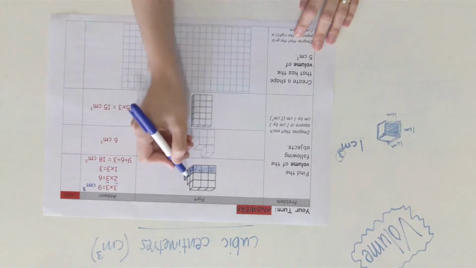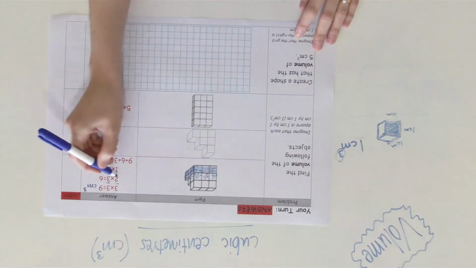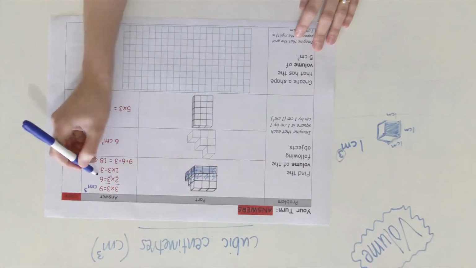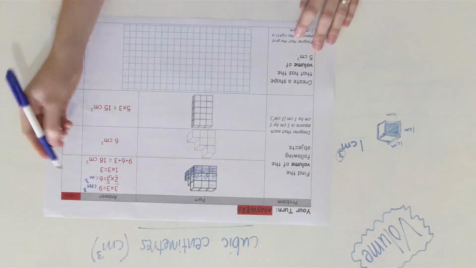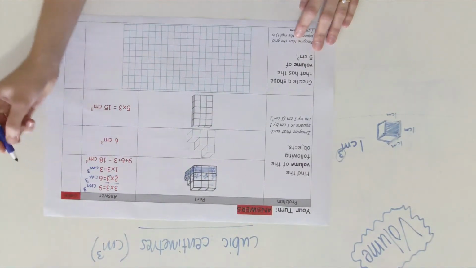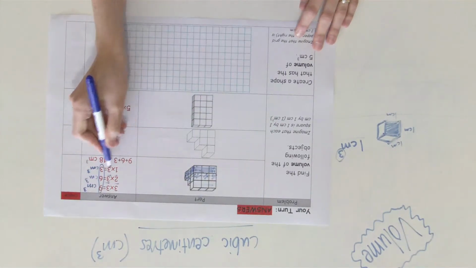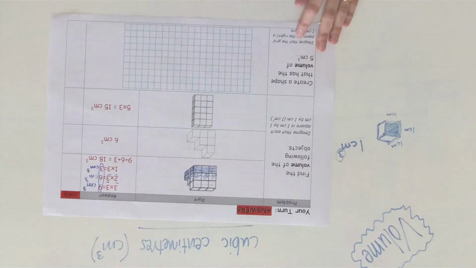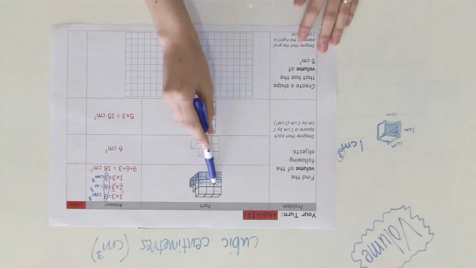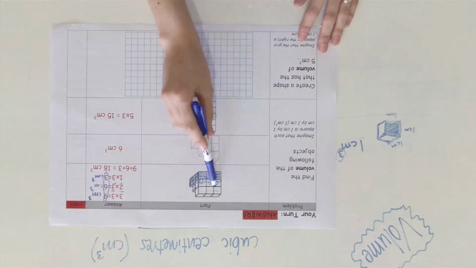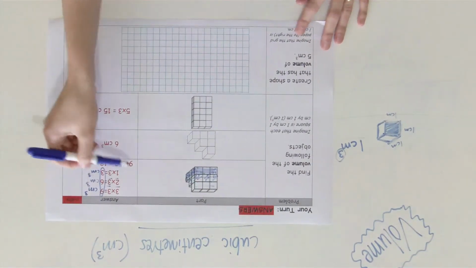And then I've got 2 times 3 because there's 1, 2, 3, and then I can see that there's 2 lots of that. So 2 lots of 3 equals 6 cubic centimeters. And then up the top here I've got just 1 lot of 3, which equals 3 cubic centimeters. And then I simply add these ones up. So 9 plus 6 plus 3 is 18 cubic centimeters in total. You could have just counted 1, 2, 3, 4, 5, 6, 7, 8, 9, 10, 11, 12, 13, 14, 15, 16, 17, 18. It's up to you. This is just one way of working it out.